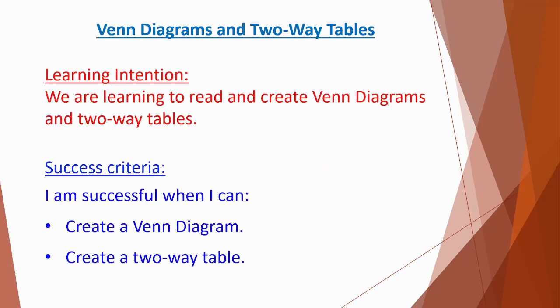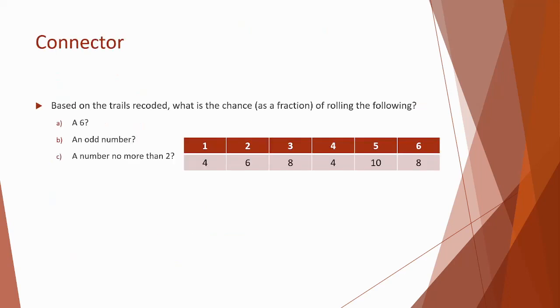Our learning intention is we are learning to read and create Venn diagrams and two-way tables, and our success criteria is I am successful when I can create a Venn diagram and create a two-way table. Let's have a look at this challenge.